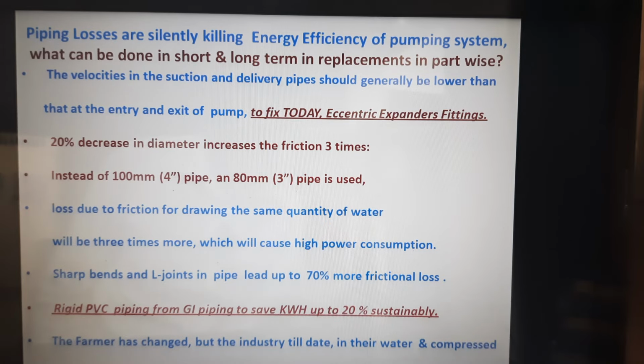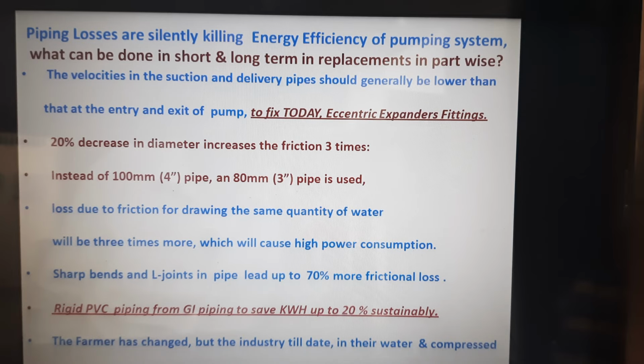You can see that with a 20% decrease in diameter, friction increases by 3 times. If the header is a 4-inch pipe, the pump flange is around 3 inches. The header needs to be one step ahead of the pump flange size. But instead of a 4-inch header, they have installed around 3 inch only, almost 80 mm. The friction losses will be much more, and almost 70% friction losses happen in short bends and L bends also.